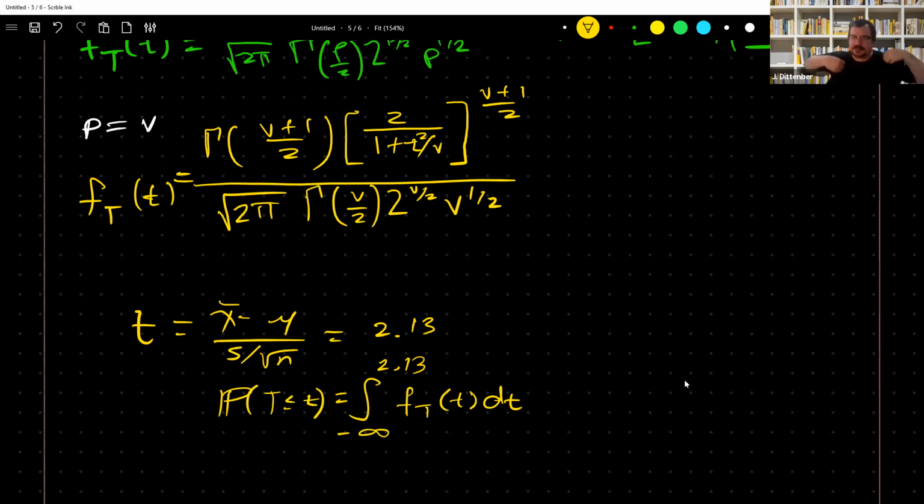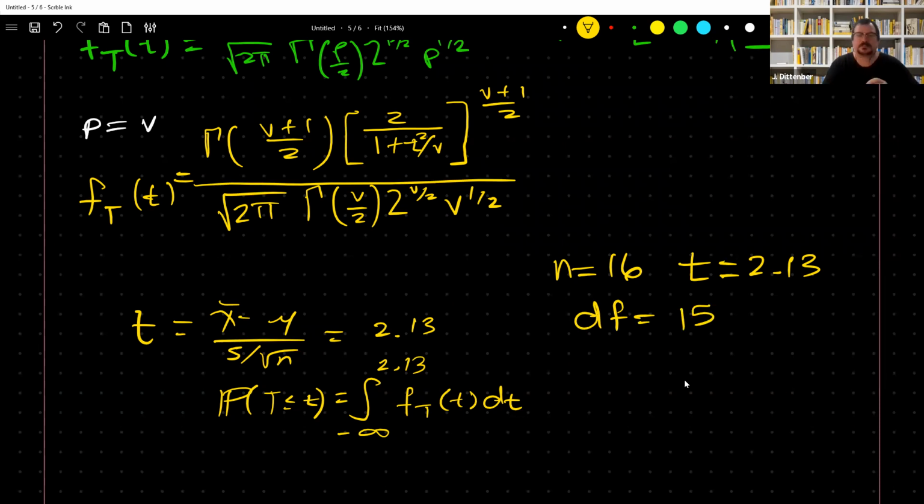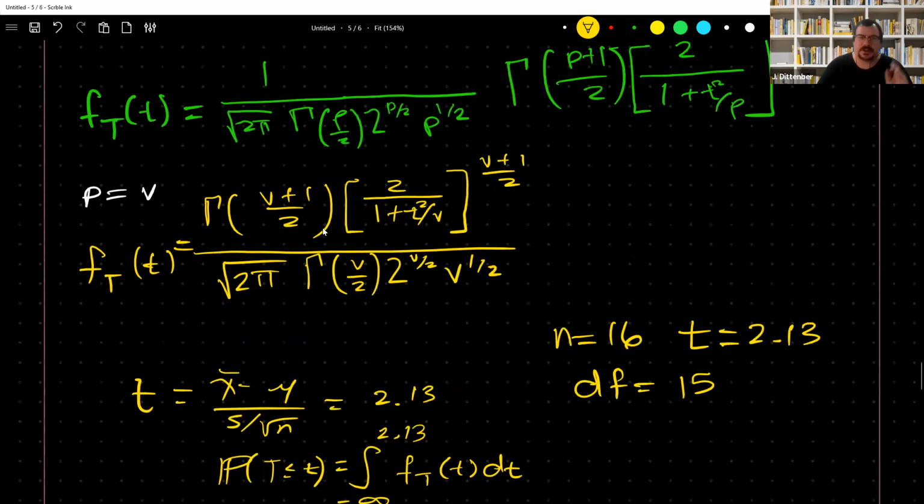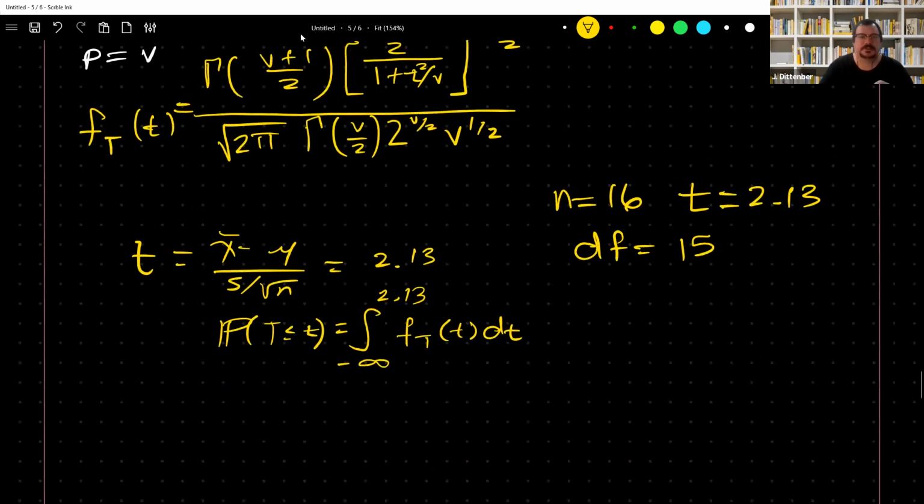In our example today, let's say I've taken my sample, I've got n equals 16, and the t-value that I've calculated is 2.13. That means I've got degrees of freedom equal to 15. All right, so let's go ahead and go through this.